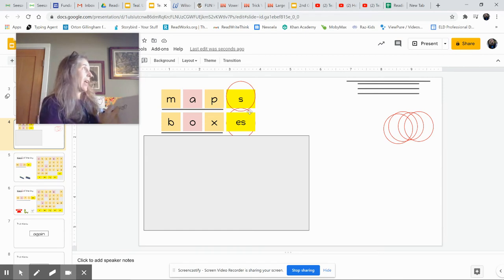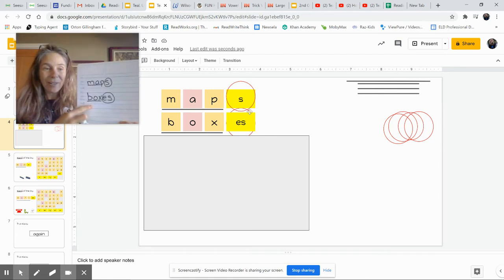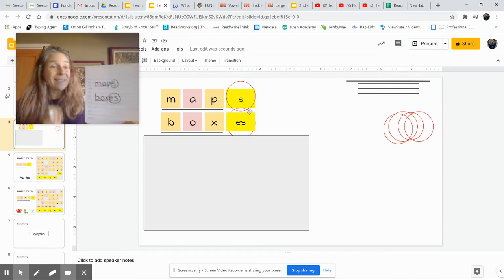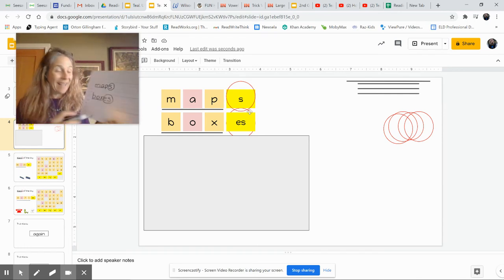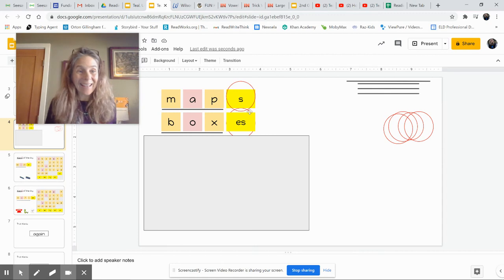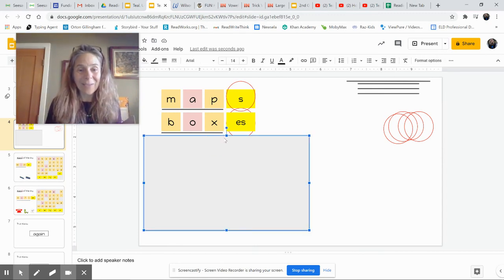My base word ends with an X, so now I have to add an ES to make it plural. Boxes. Underline my base word, circle my suffix, and I've got boxes. Great work. Okay, let's take a look at our next word.